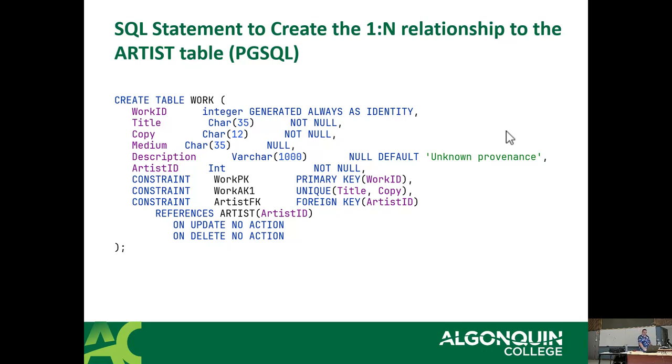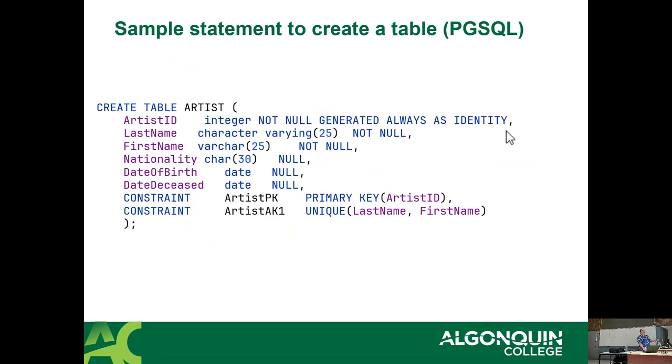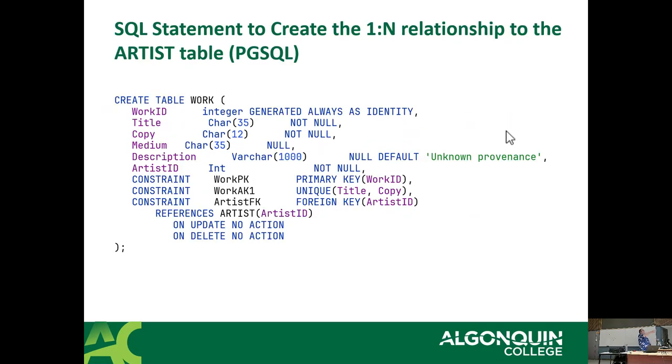If we remember, artist ID is the primary key from the other table. Now you'll see here's our constraint for our primary key. Here's our unique. That's two things we saw already. Constraint artist foreign key. It's a foreign key that references the artist table and the artist ID. So artist ID in the artist table maps out to the artist ID in this table.